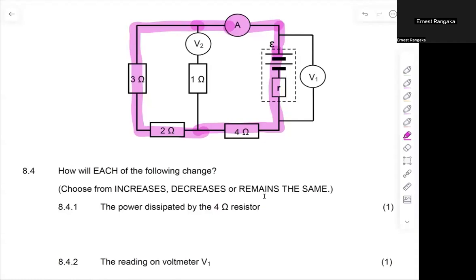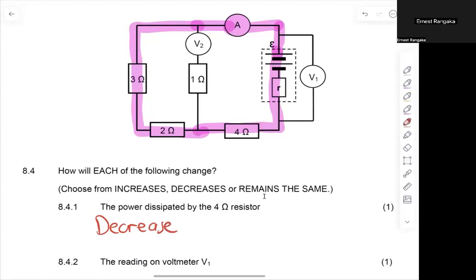Remember when I ask you these questions, whenever my circuit changes and shifts around, ask yourself the following questions. How does my resistance change? How does that affect my current? How does that affect my voltage? How does that affect power overall? So the correct answer in this case is that it's going to decrease, right? For 8.4.1, it's going to decrease.